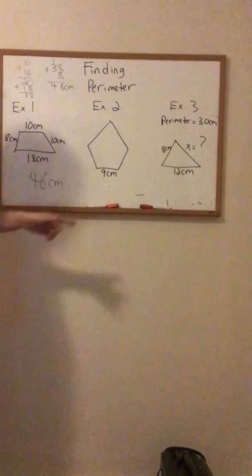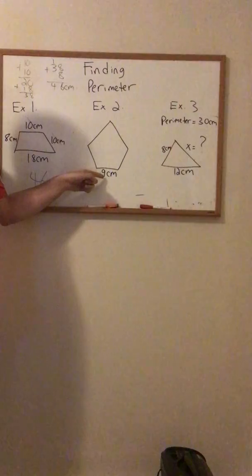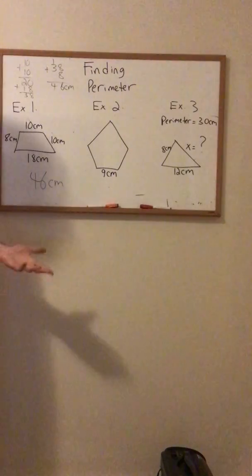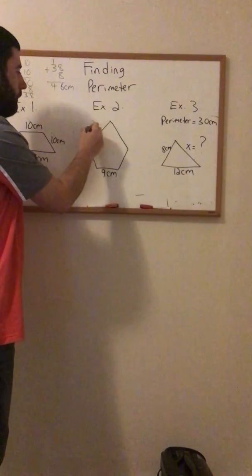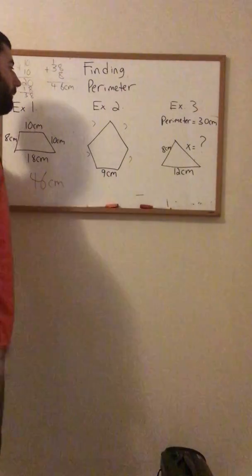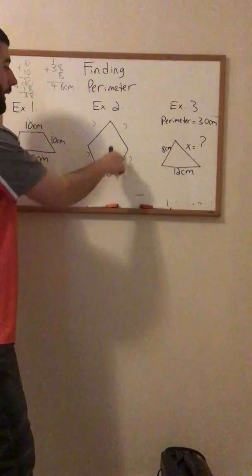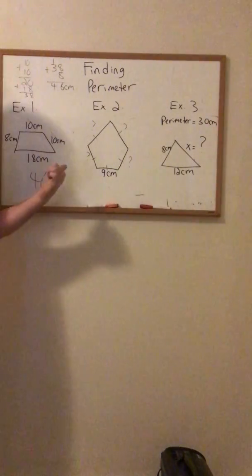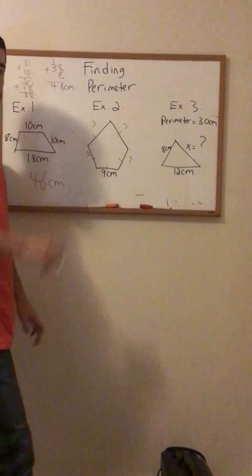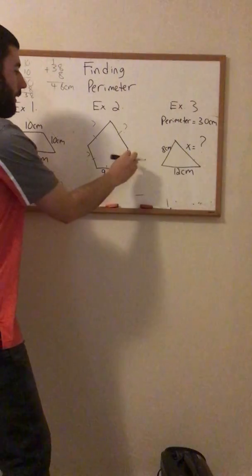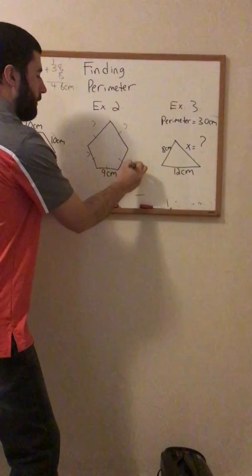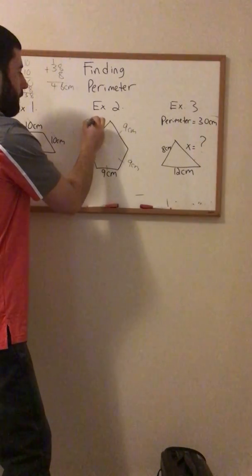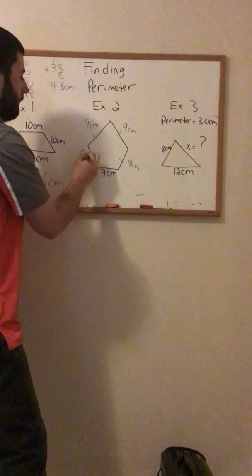Example 2 is when they give you 1 unit of measurement, so 9 centimeters, and you have to figure out the perimeter. Now you're probably asking yourself, what goes here, what goes here, what goes here? So all these lines are equivalent, which means they are all the same. Now I know it might not look like it because of how I drew the shape, but imagine all of these are the same. So if this is 9 centimeters, then I know all the other sides have to be 9 centimeters too.